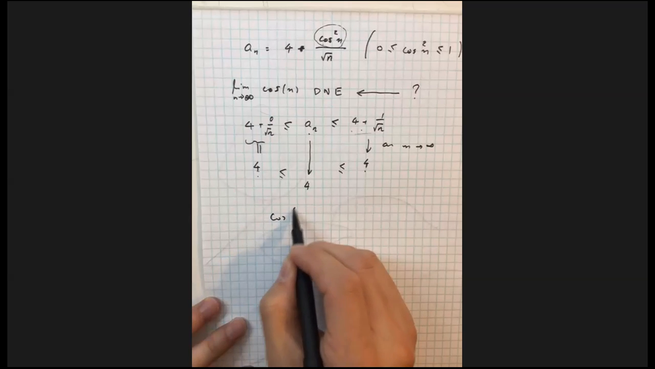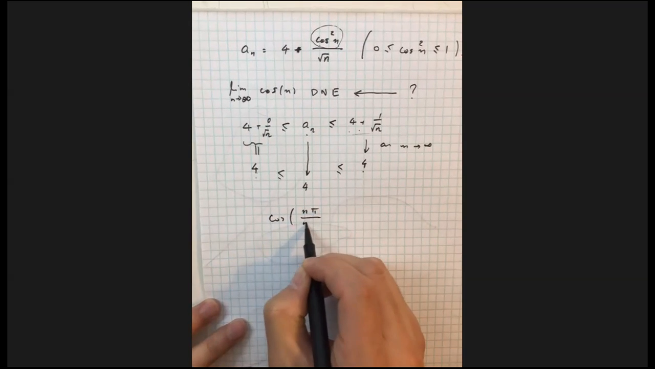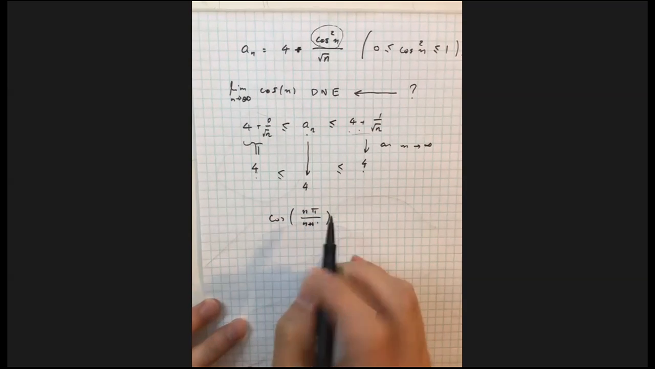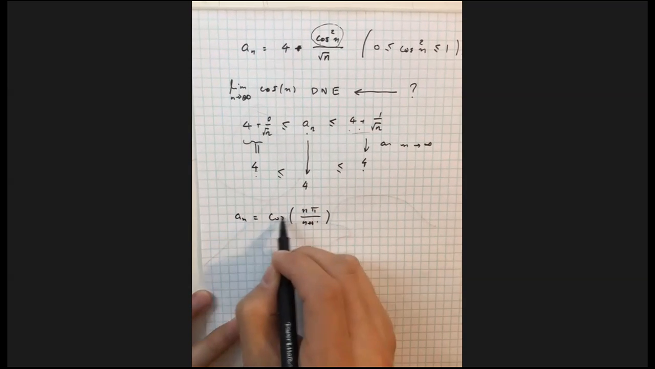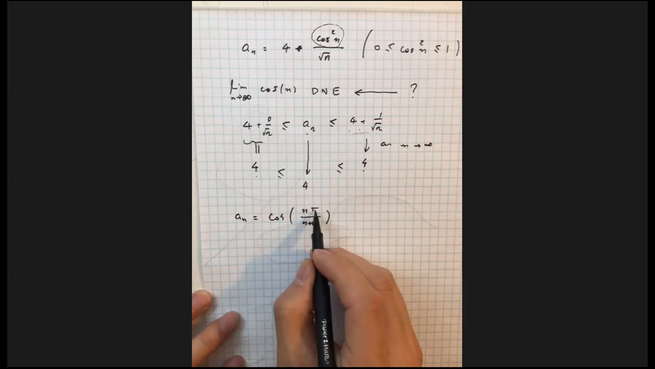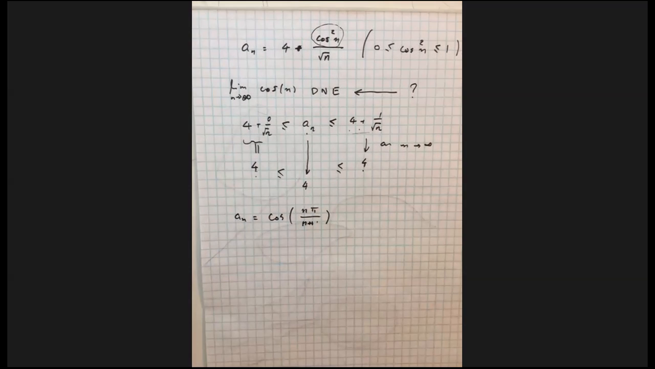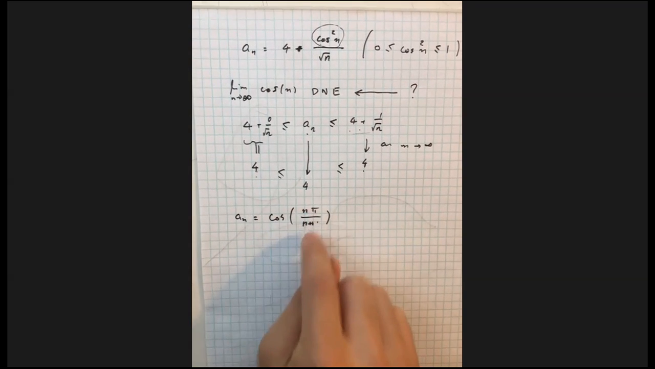For example, your sequence may be given by something like this. If a_n equals cosine of n times pi over n plus 1, what's the limit of this? Can someone just see that directly? What's the limit for cosine of n pi over n plus 1?